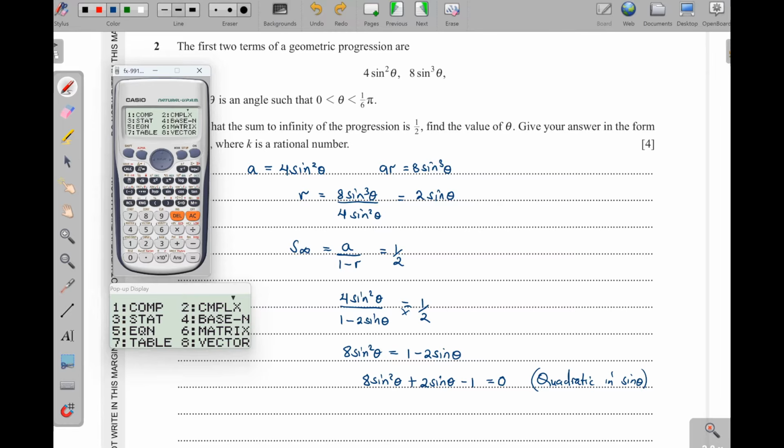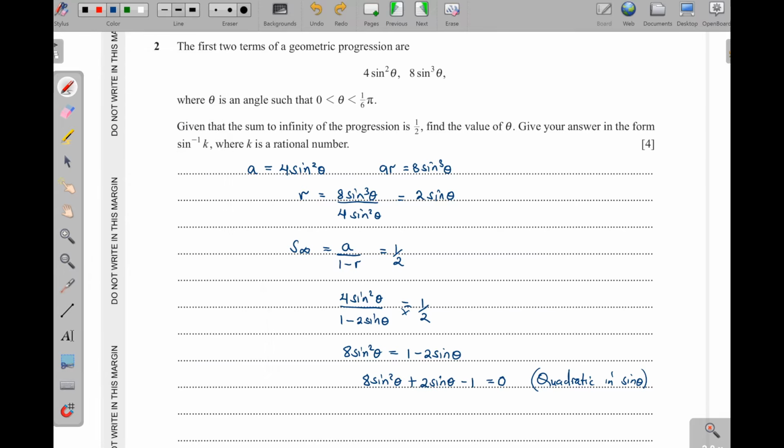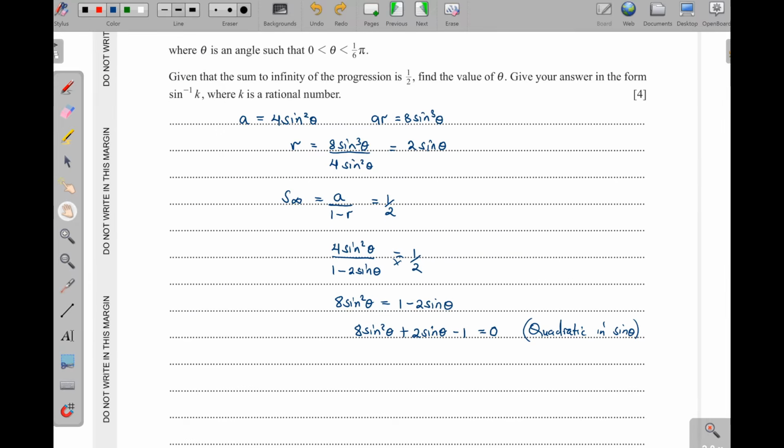Mode, then equation is 5, and then option number 3, that is where we are having quadratic. So we have 8, then 2, then -1. So this one gives us a quarter and -1/2. So I will leave some space, and then I write sine theta is equal to -1/2, and also sine theta is equal to a quarter.